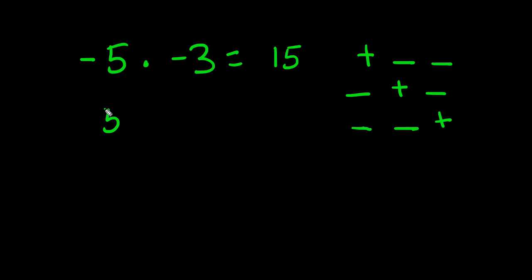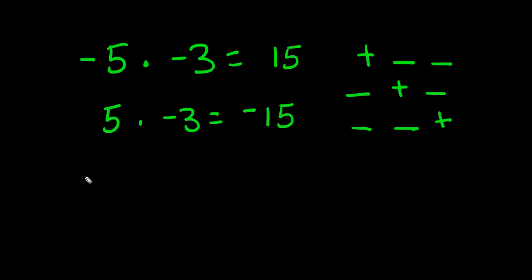If I had a positive 5 times a -3, 3 times 5 is 15, but now I have a positive times a negative, and positive times negative gives me a negative answer. So this is different from the integer rules for addition. For addition, if you have teamwork or battle, your stronger number is going to determine the sign. And that's not what happens in multiplication. In multiplication, it strictly comes down to if one is positive and one is negative, you will have a negative answer.